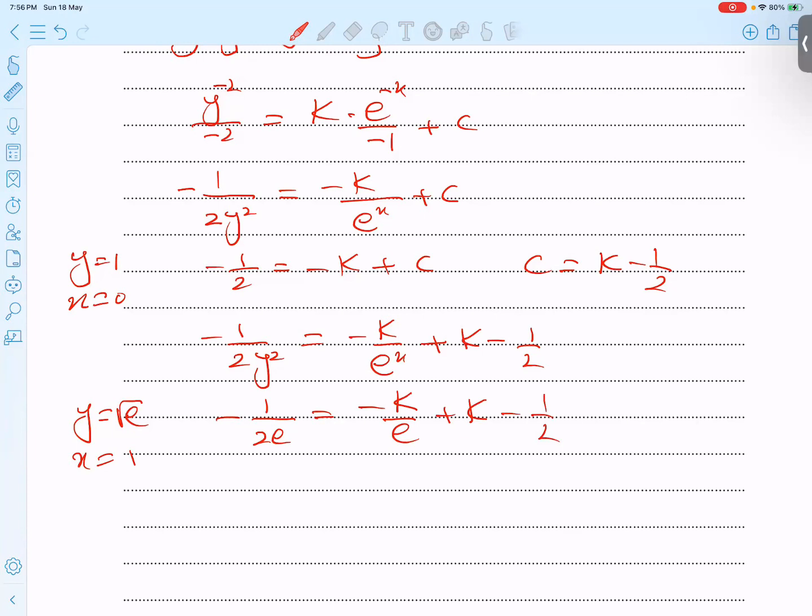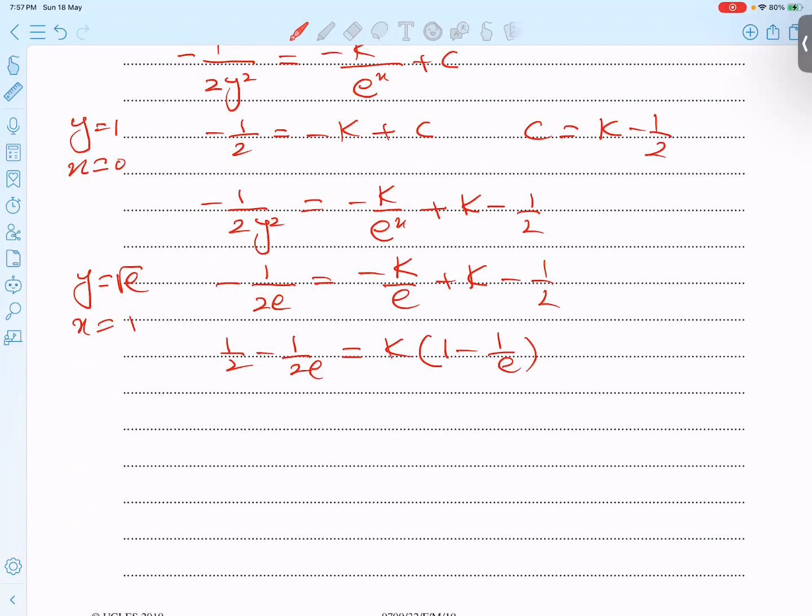So now students, what will I do? I think I will bring this half to the other side, and I got half minus 1 over 2e. And here I can take k common out. And I got 1 minus 1 over e. So let's see, we are close to getting the k value, and that's the main task.